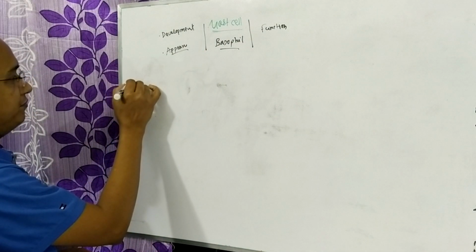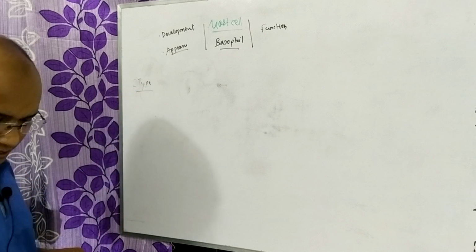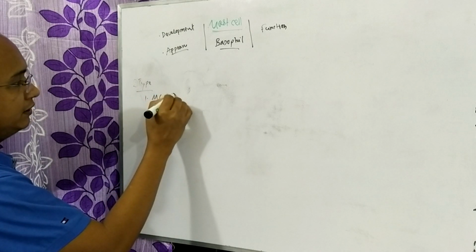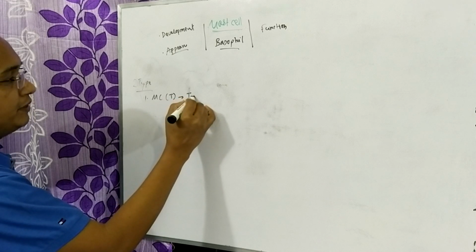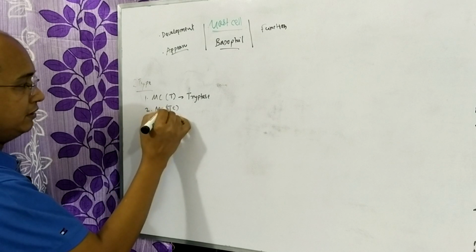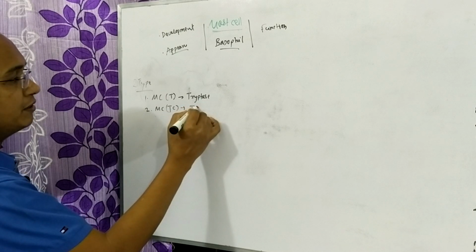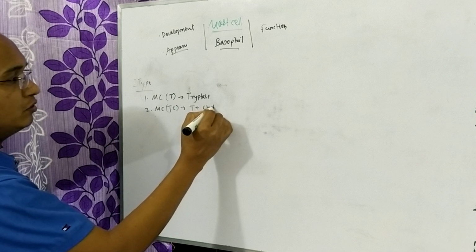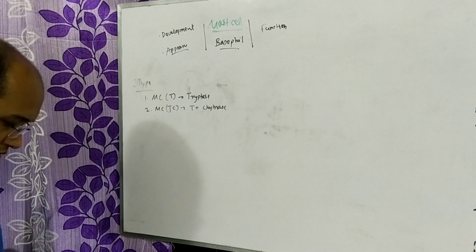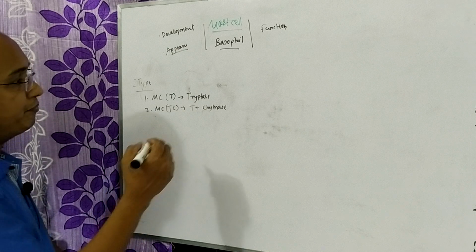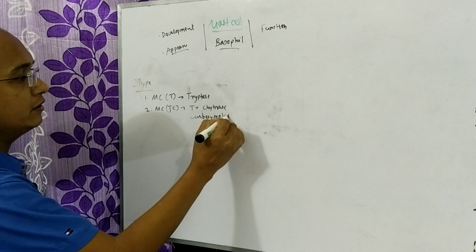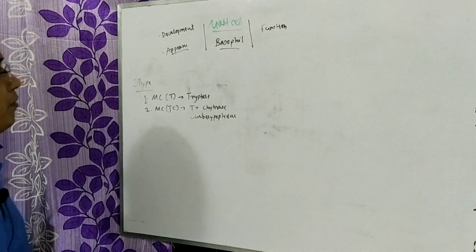Mast cell is of two types. Number one, mast cell T, that is mast cell containing tryptase, and mast cell TC, that is mast cell containing tryptase plus C. C means chymase and carboxypeptidase. So these are the two types of mast cell.